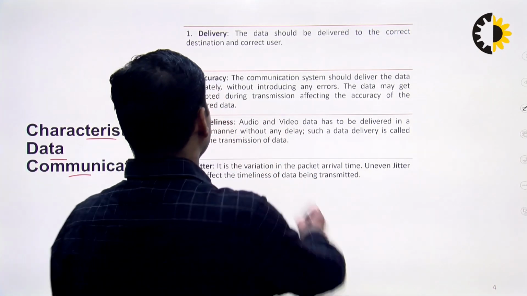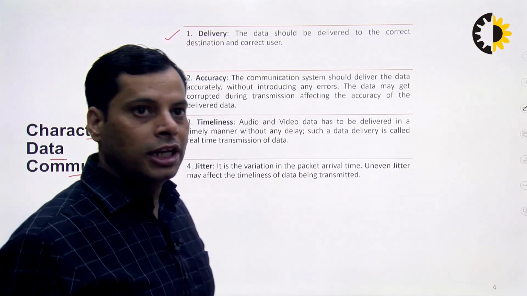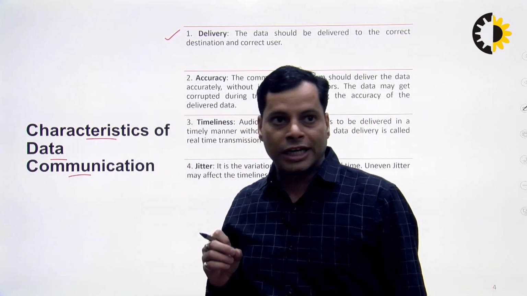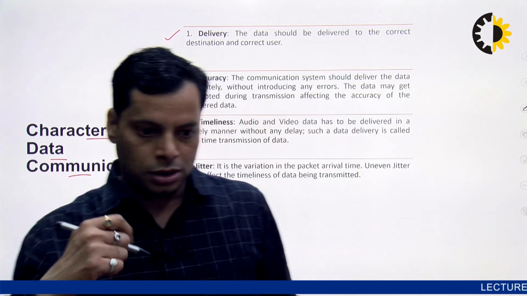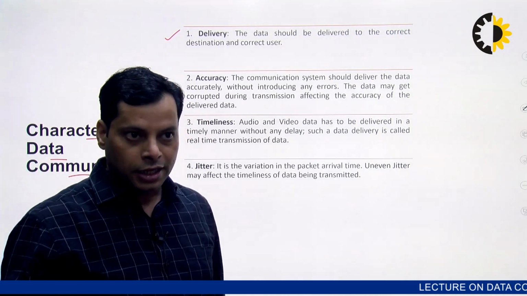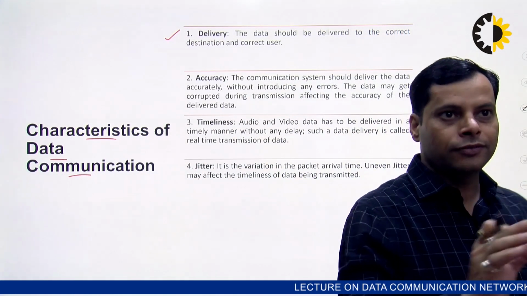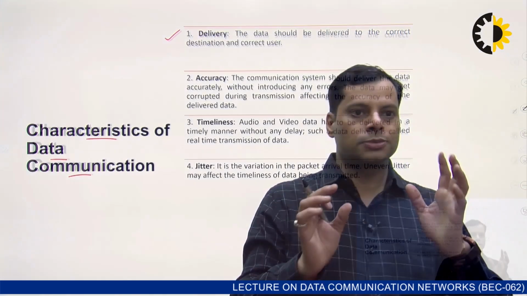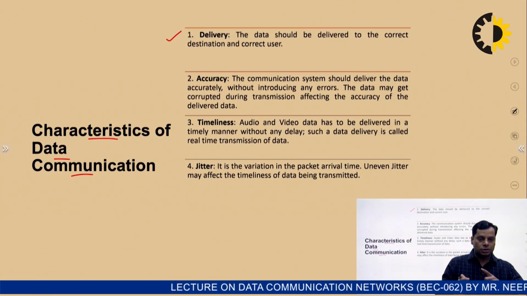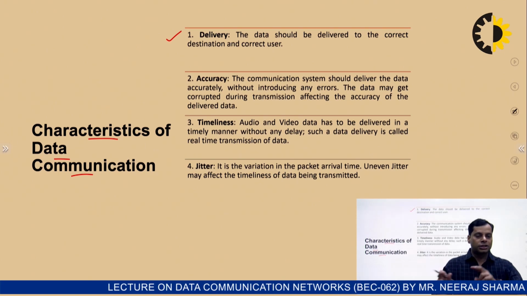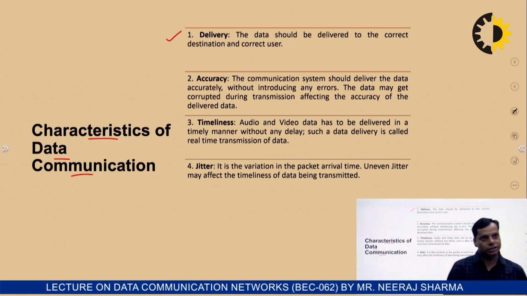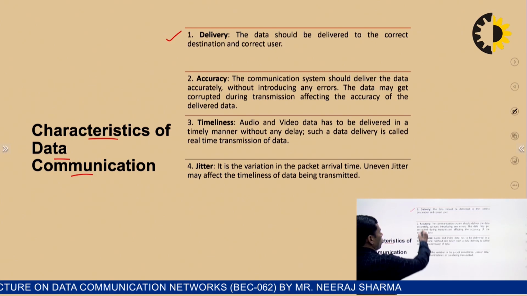The first one is delivery. The data should be transmitted from the sender and received by the receiver in a correct manner. Let's say the information "hello" is passed, then this information "hello" should be transferred and delivered to the receiver. So this will be delivery. Delivery is one of the important first points.